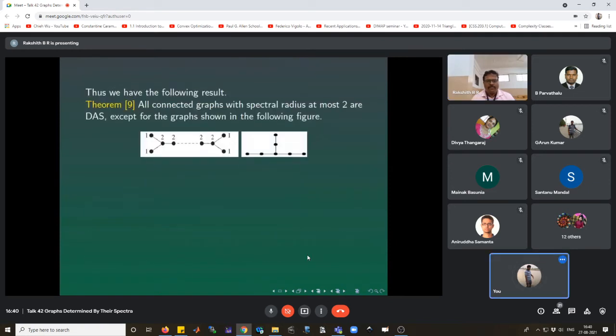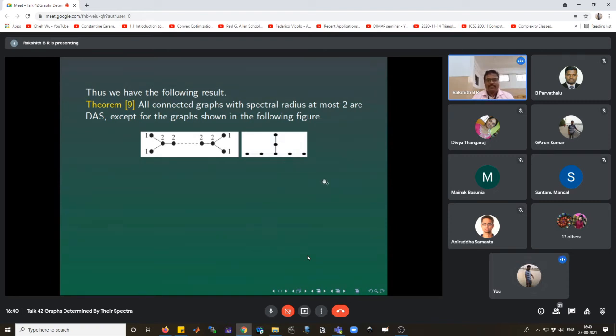Here. So these two graphs are co-spectral, right? No, they are not co-spectral. What I am saying is that except these two graphs, all graphs with spectral radius at most 2 are determined by the adjacency spectrum. The first graph is actually co-spectral with the cycle C4 union the path graph. The second graph is co-spectral with the cycle C6 union an isolated vertex.